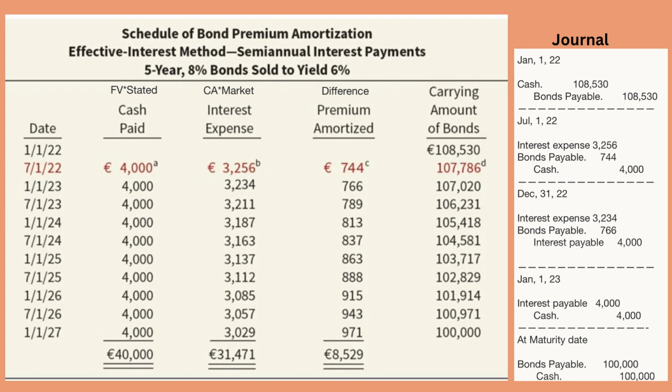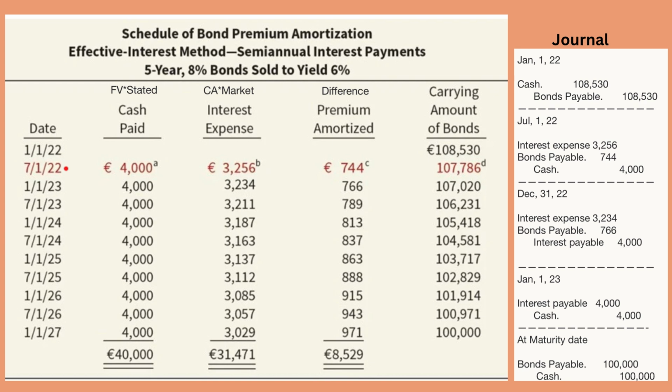Let's journalize. On January 1, 2022, I started with the bonds. So I issued the bonds, and I'm going to receive cash today. So my cash will go up on the debit side. I will pay it later. So bonds payable is a liability. Liabilities will go up on the credit side by the present value.